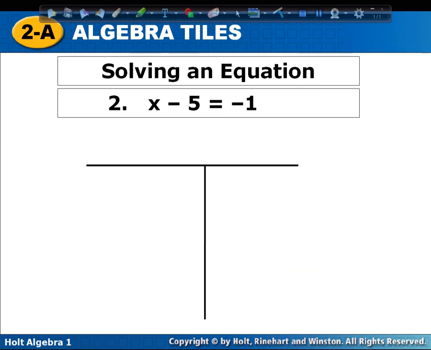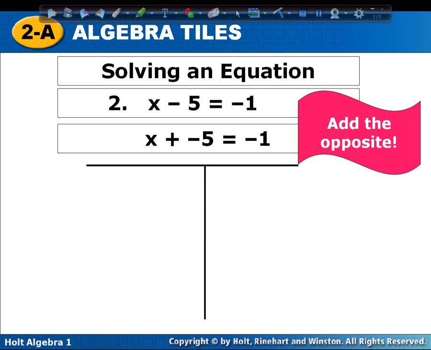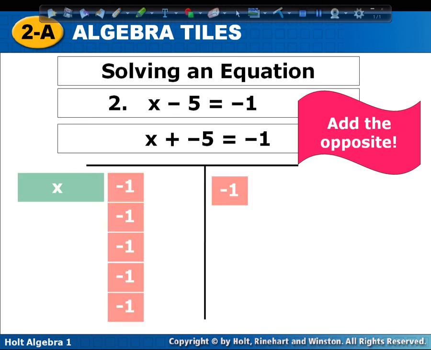This is problem number 2. It's x minus 5 equals negative 1. So again, on the left, we're going to show that using an x piece and 5 negative unit pieces, and on the right hand side we're going to show 1 negative unit piece.